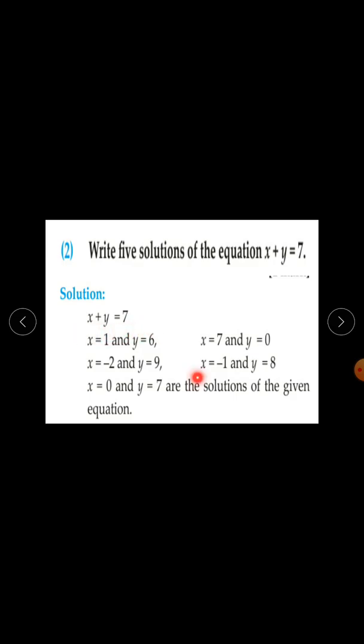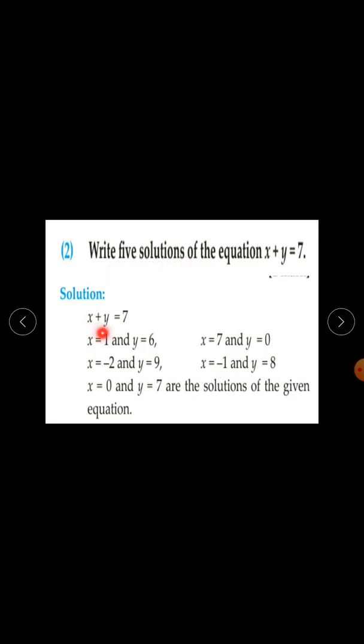Fourth solution, x equal to minus 1 and y equal to 8. Minus 1 plus 8 equal to 7. Fifth solution, x equal to 0 and y equal to 7. 0 plus 7 equal to 7. So every linear equation in 2 unknowns has an unlimited number of solutions, but here you have to write only 5 solutions.